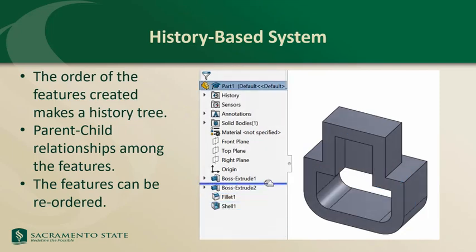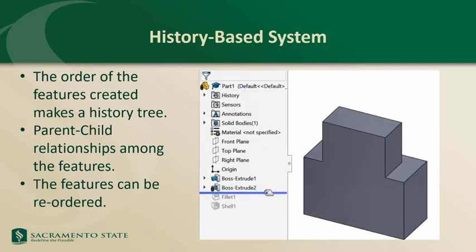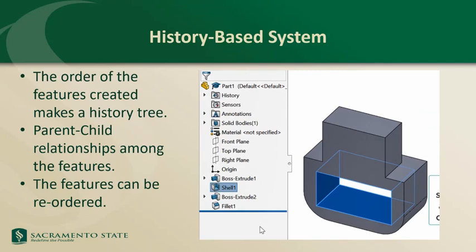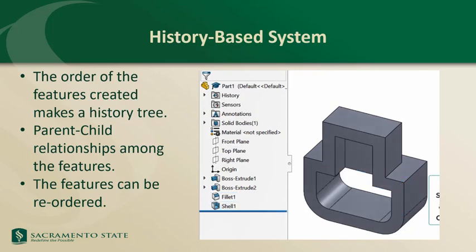Because the model geometry is made by the order of the features, and the order is maintained and managed, the system is called history-based system. The final model geometry depends on the order of the features. Even if the feature set is the same, the final geometry may be radically different if the orders are different.